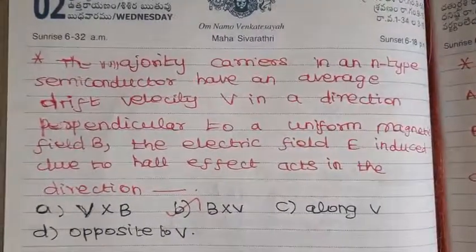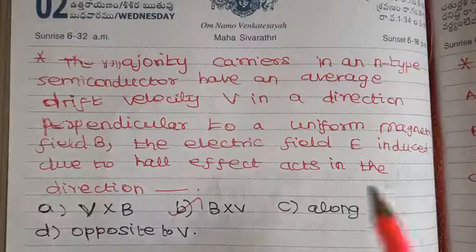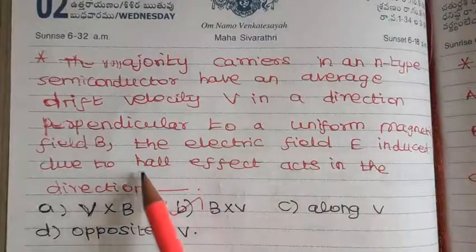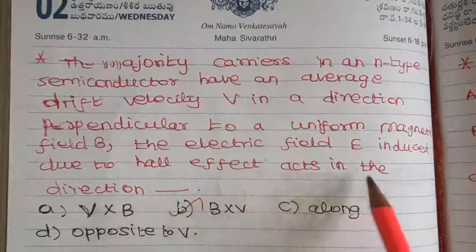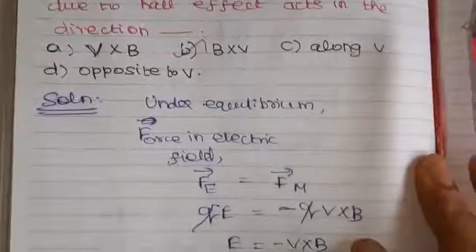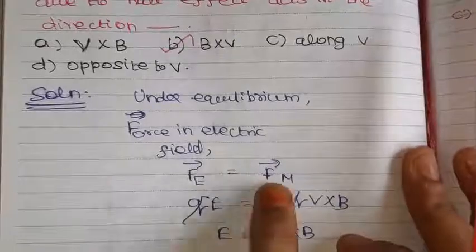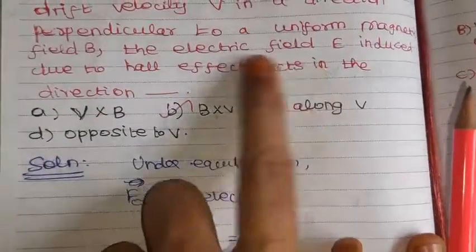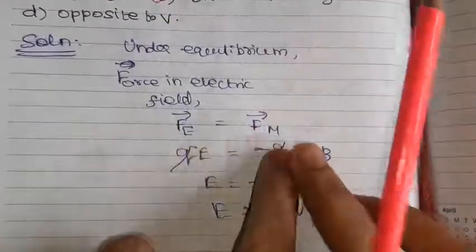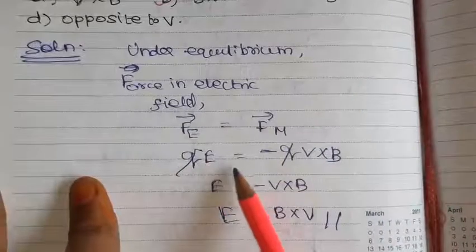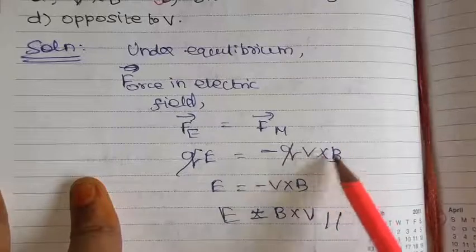The majority carriers in an n-type semiconductor have an average drift velocity in a direction perpendicular to a uniform magnetic field B. The electric field E induced due to the Hall effect acts in which direction? So, under equilibrium, the electric force Fe is equal to the magnetic force Fm. Fe is nothing but QE, where Fm is for drift velocity perpendicular to the magnetic field. This is simply QE, and this is minus Q into V cross B. Cross is a cross product, not just a multiplication.